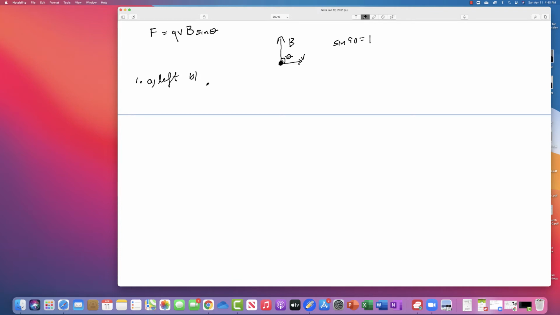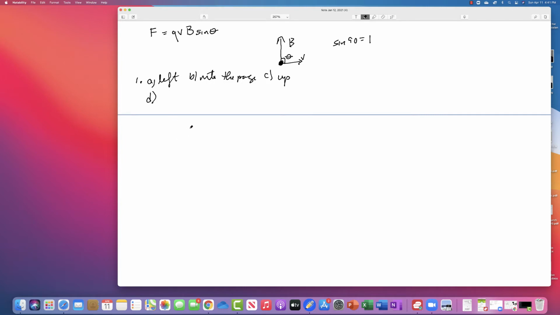B, now you have the field to the right and the velocity is up. Your palm is facing into the page. So the answer to B is into the page. C, now you have the field going into the page. The velocity is moving to the right, and so your palm will be facing up. So up is the right answer.